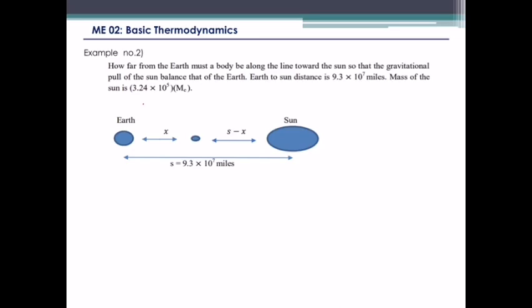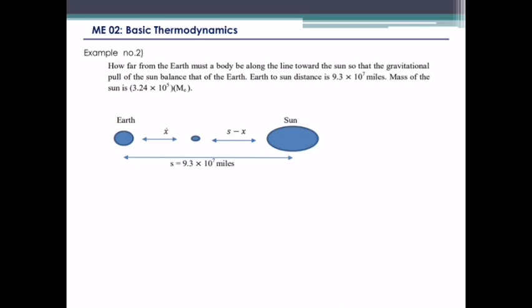So we have here the illustration. We have this object between the Earth and the Sun. So it should be, in this problem, the gravitational pull between Earth and the object is equal to the gravitational pull between the object and the Sun. Balance. So we let x be the distance between Earth and the object. And so we are given the distance between Earth and the Sun. So therefore, since the object is between the two, the distance between the object and the Sun is s minus x.